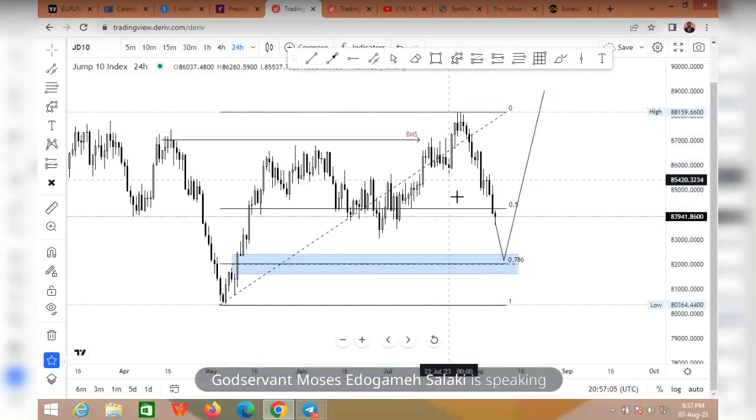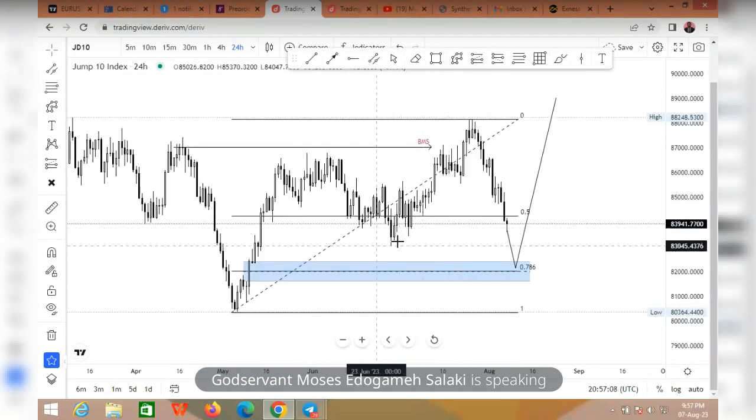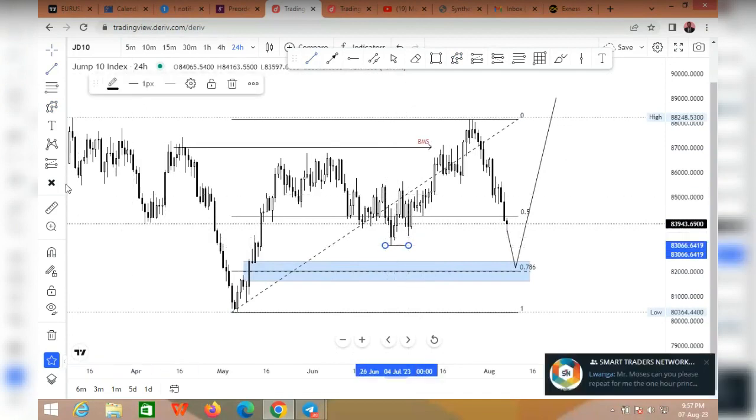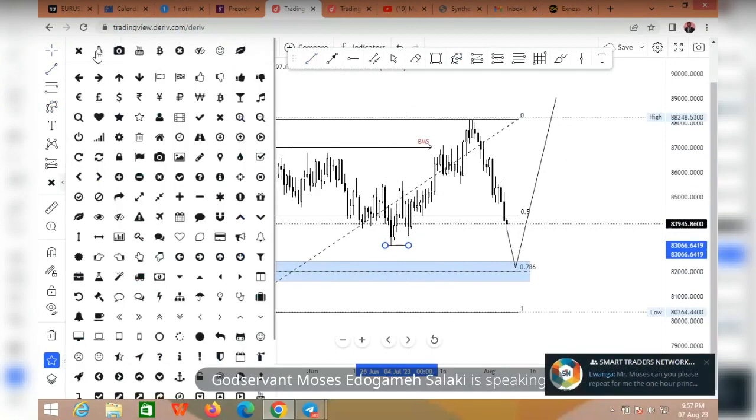So let me just leave the fee while I send this out to you. So I'll consider this as internal liquidity for me. That's what I'll consider it.